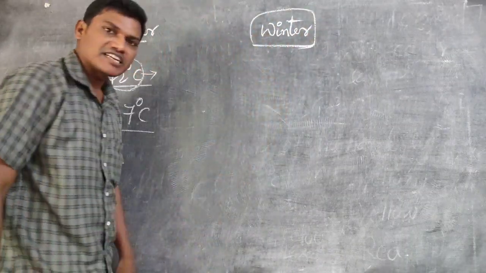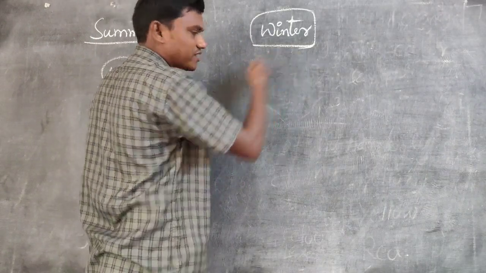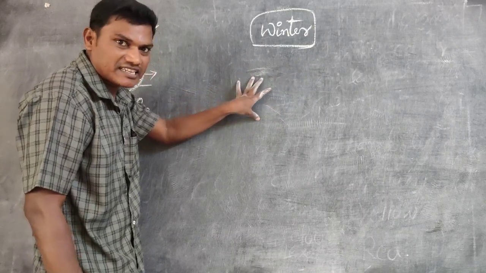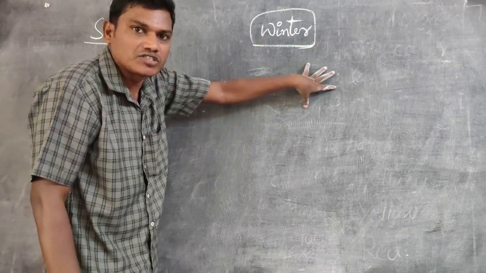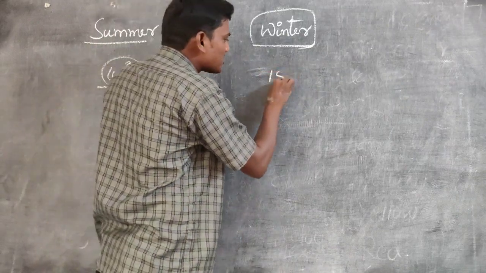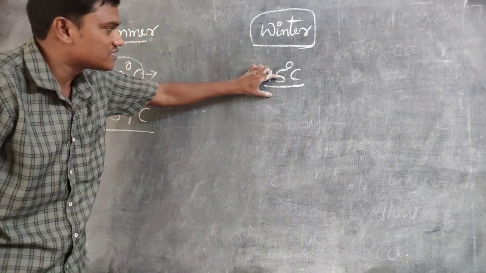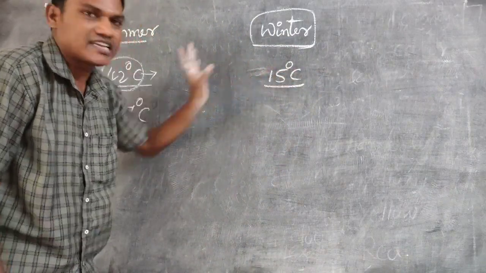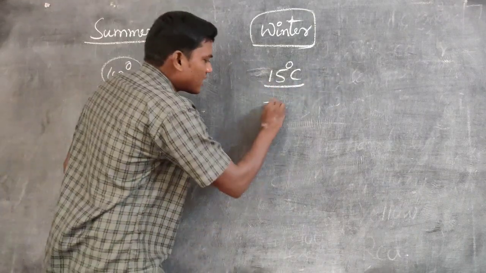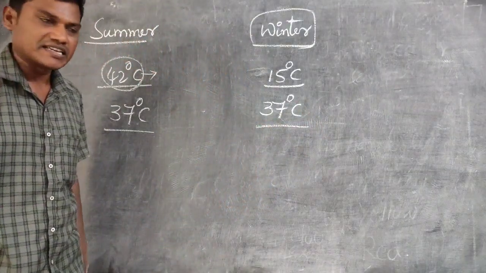But in the winter season, mostly at early morning, when you are inside the house or mostly if you are outside the house, we feel coldness because of the average temperature of the winter season. The average temperature in the winter season is considered to be 15 degrees Celsius, which is nothing but the atmospheric temperature. But what is our body temperature?